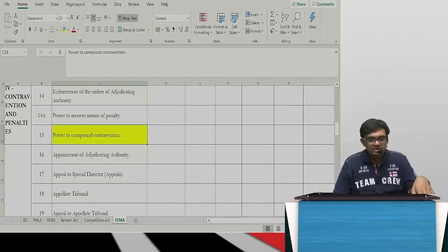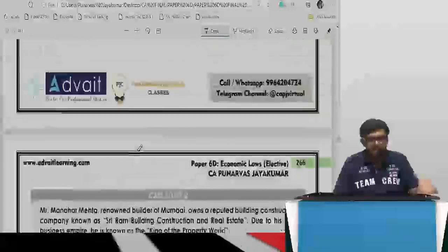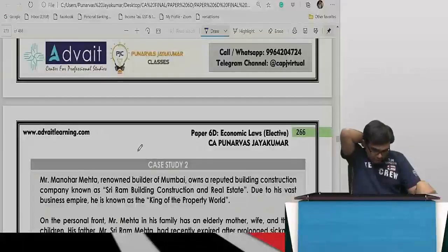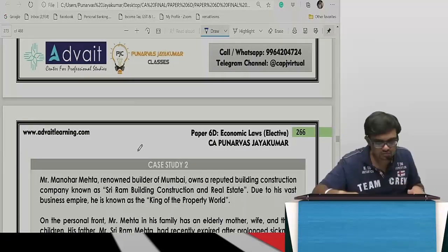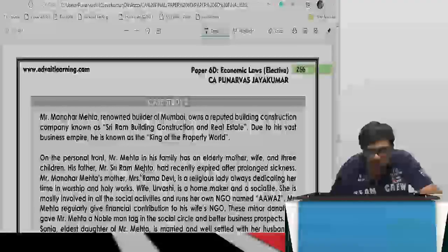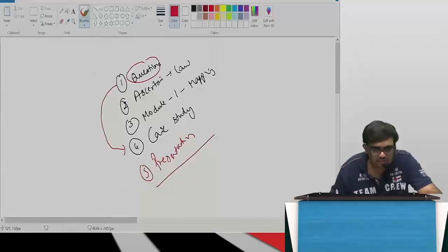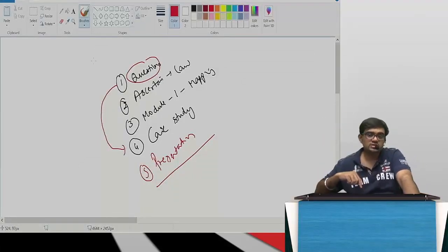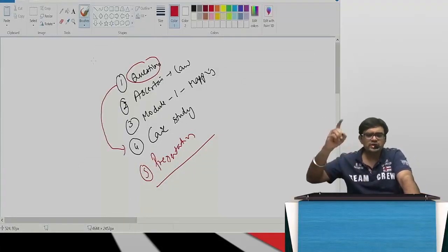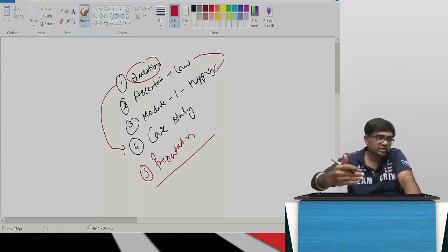Alright, buddies, on this note, let us now read the entire story. Case study 2. Are we ready? Yes, let's go. Case study 2. Manohar Mehta, renowned builder of Mumbai, owns a reputed building construction company. So guys, thumb rule, always thumb rule: first see the questions, then ascertain which law it comes under and mark the sections. How will I mark the section, sir? Go to the mapping and figure out which law and which section it comes under.